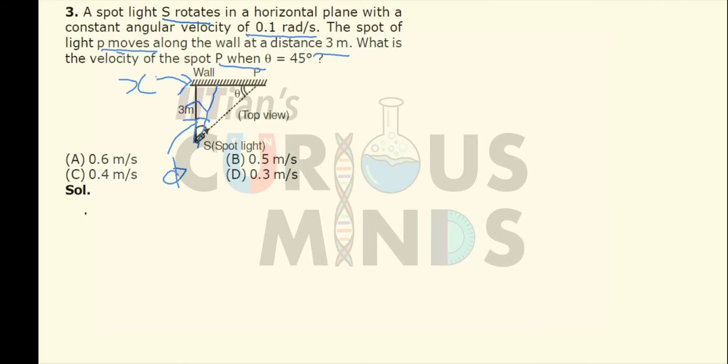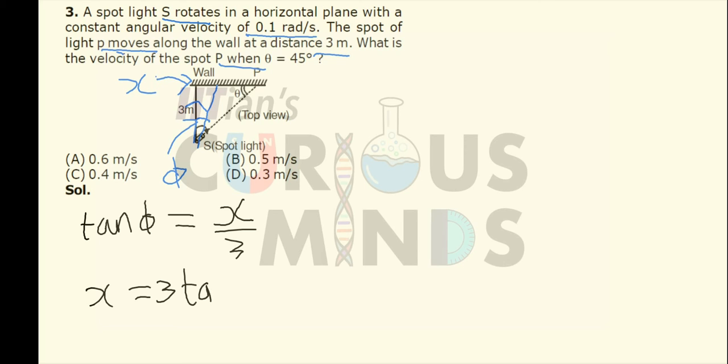So I can say that tan phi will be equal to opposite upon adjacent. Opposite is x, adjacent is 3. So x can be written as 3 tan phi, where phi is the angle traced. Basically we have to find out the velocity of the point P on the wall.